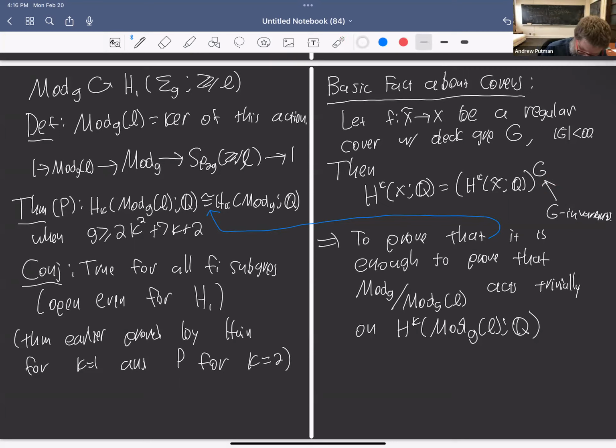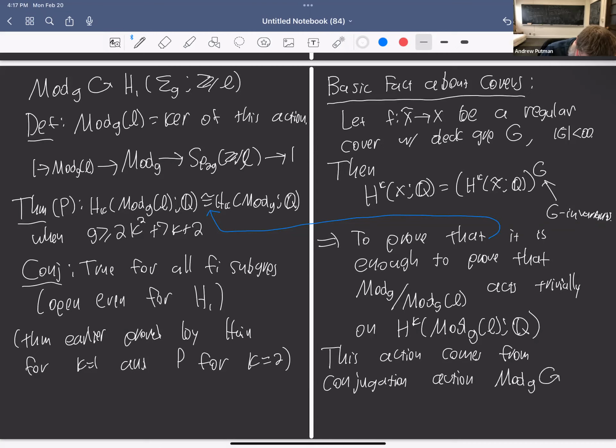And so this action comes from the conjugation action of the mapping class group Mod(G) on its normal subgroup Mod(G[L]). Okay, so we want to show that conjugation action induces the trivial action on rational cohomology or homology. And so how can we do that? Well, we're going to check this on generators. So I'll state the goal up here so I don't forget it.